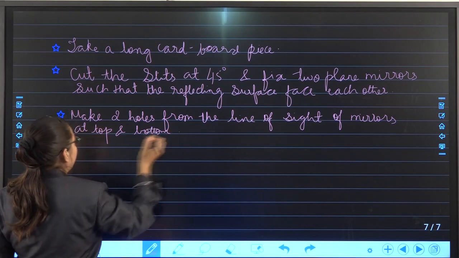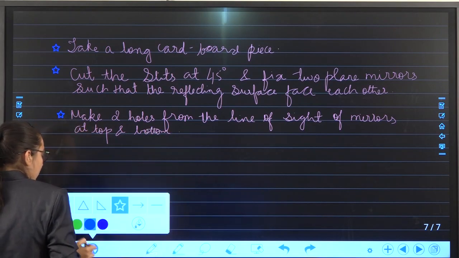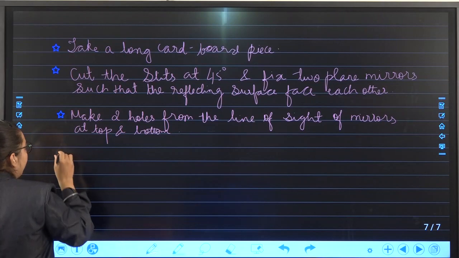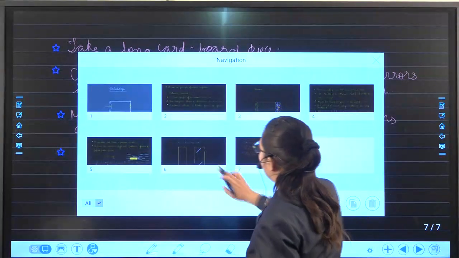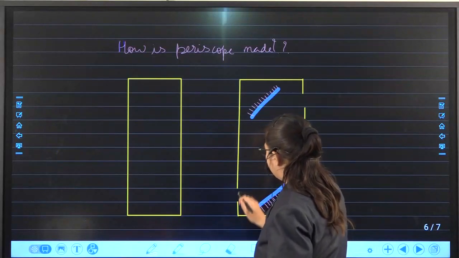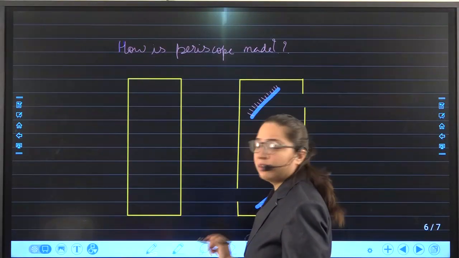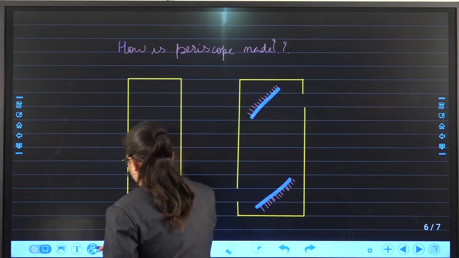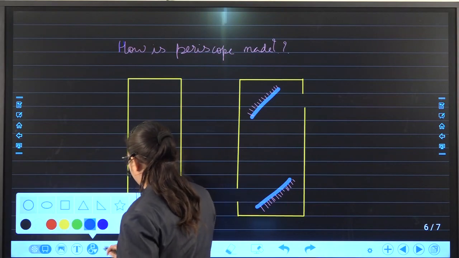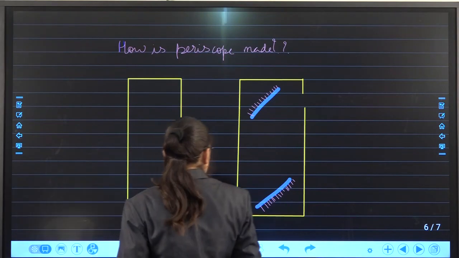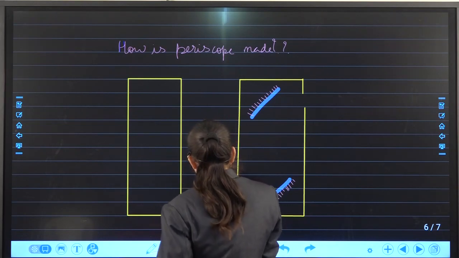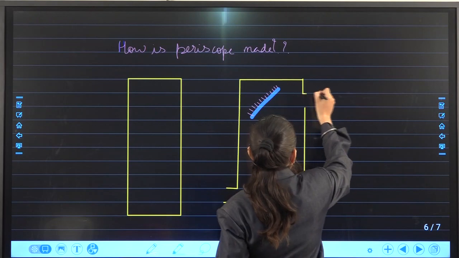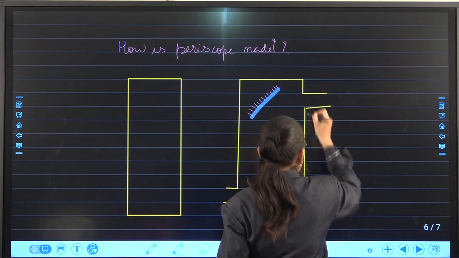At top and bottom, make two holes so that you can observe anything from there. So what you have to do over here, as we have done, make the holes. Now you can observe anything from here. Now whenever you are observing, what will happen? Let me explain to you.